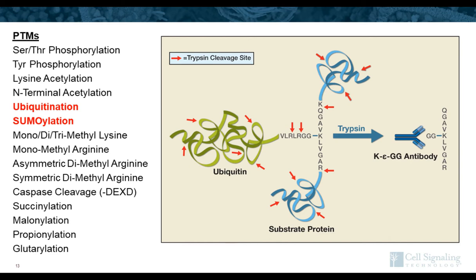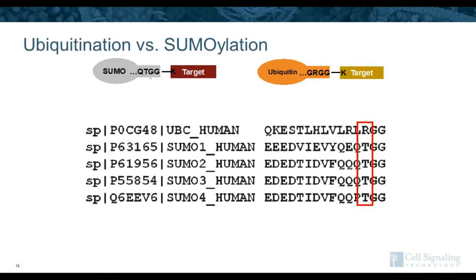So you can take your samples, trypsin digest, enrich with that antibody, and now look at thousands of sites of ubiquitination in samples. And we've been doing this for ubiquitination for many years, but we were never able to do succinylation. And the reason is in ubiquitin, you have an arginine next to that diglycine, so it's cleaved by trypsin. But SUMO, be it 1, 2, 3, or 4, actually doesn't have that arginine.